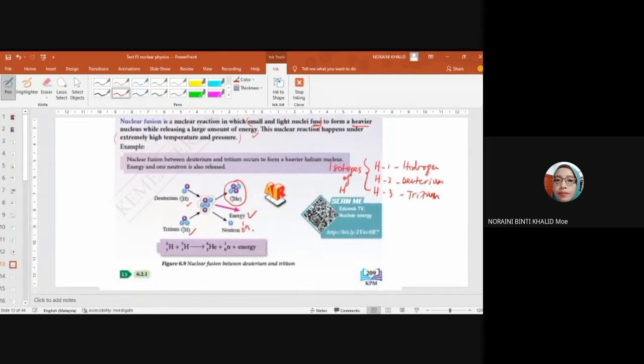And look at the equation. Deuterium, H-2-1, combined with tritium, H-3-1, becomes a helium nucleus, releasing one neutron and nuclear energy. So this is the process that we call nuclear fusion.